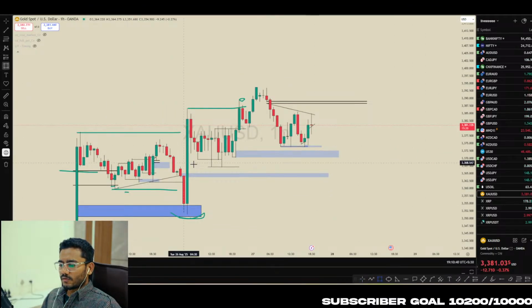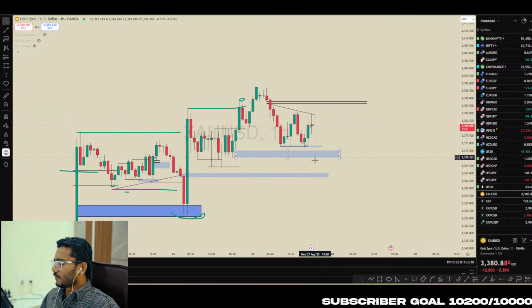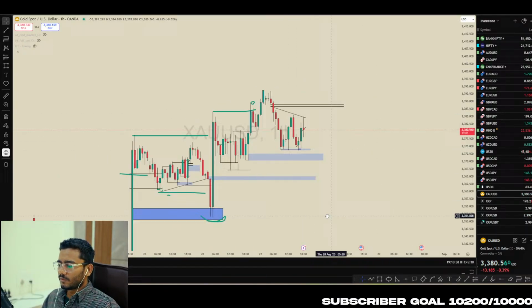Yes, also price is consolidating in this area. Here also the same thing is happening. So we don't want to get entry in the consolidation. We want price to break out on one side. So probably there is sell side liquidity creating over here, buy side liquidity. So it will sweep liquidity and continue.